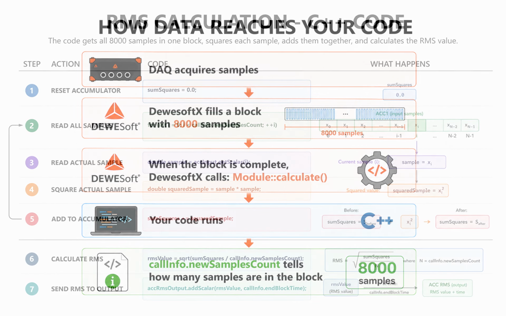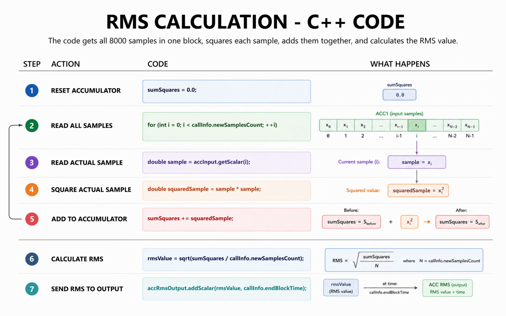Let's now take a final look at how the RMS calculation works inside the calculate function. First, we reset the accumulator used for the RMS calculation. DewesoftX then provides all 8,000 samples to our code as one block. Our code reads the samples one by one, squares each sample, and adds the result to the accumulator. When all samples have been processed, the RMS value is calculated and sent to the output channel together with a timestamp. This RMS value is then available everywhere in DewesoftX, exactly like any other measurement channel.